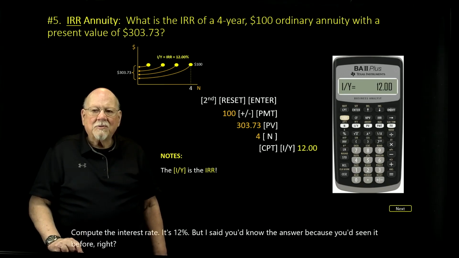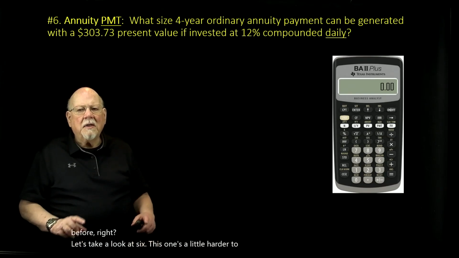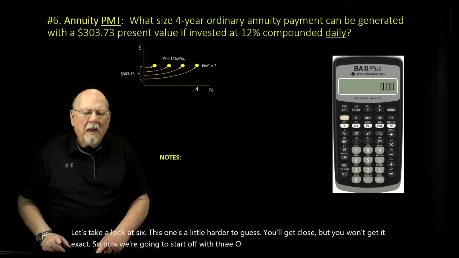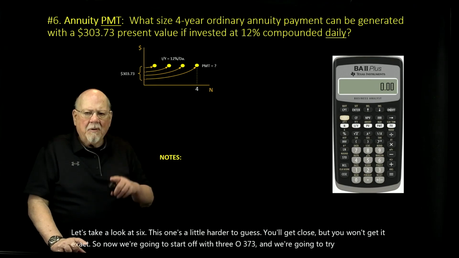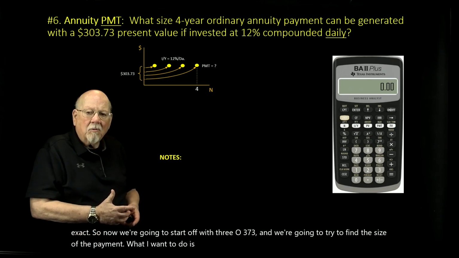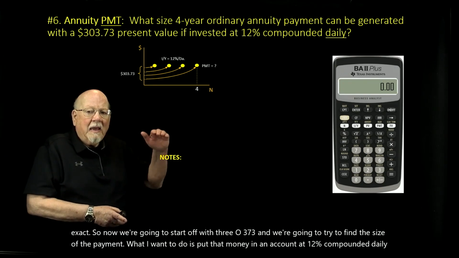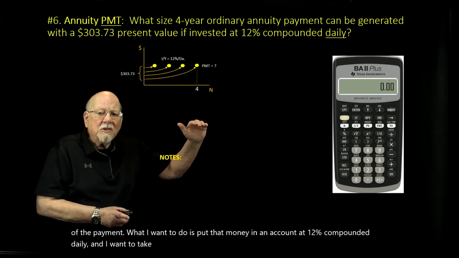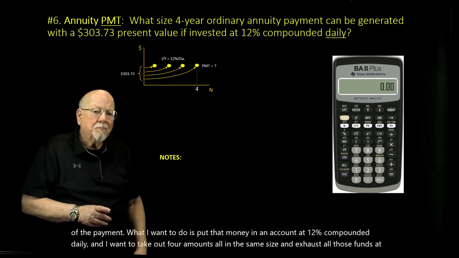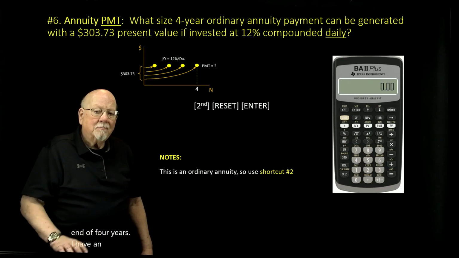Let's take a look at 6. This one's a little harder to guess. You'll get close, but you won't get it exact. So now we're going to start off with 303.73, and we're going to try to find the size of the payment. What I want to do is put that money in an account at 12% compounded daily, and I want to take out 4 amounts all in the same size and exhaust all those funds at the end of 4 years. I have an ordinary annuity shortcut.